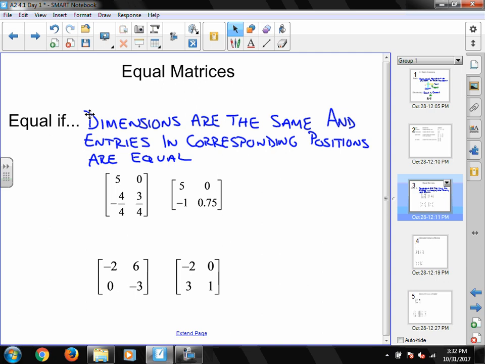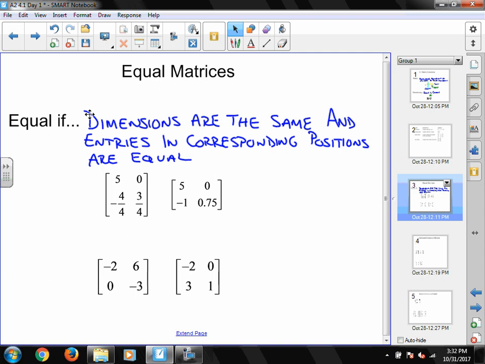So if the top left corner is the same in both matrices, same as the bottom left corner, all throughout your matrix. Each position has to be the same value. So if I look at this first set of matrices right here, I've got 5, 0, -4/4, and 3/4. And I want to know, is that equal to 5, 0, -1, 0.75?